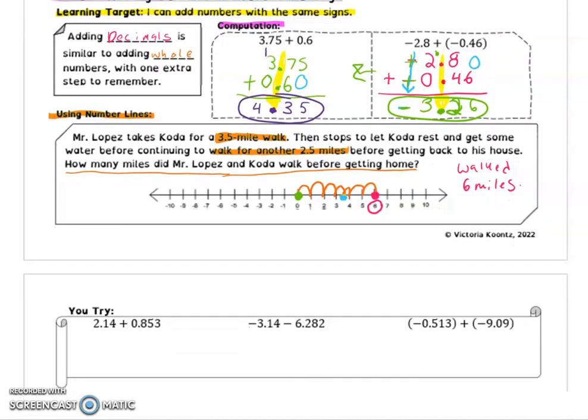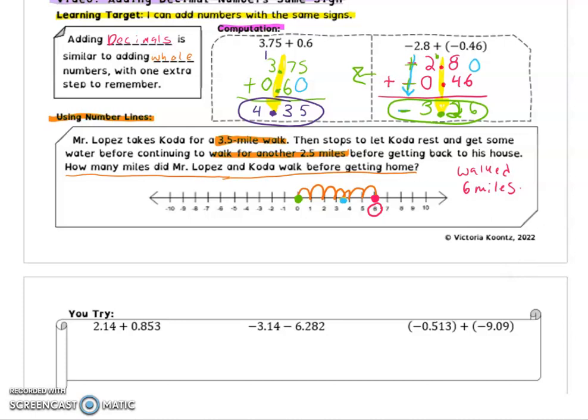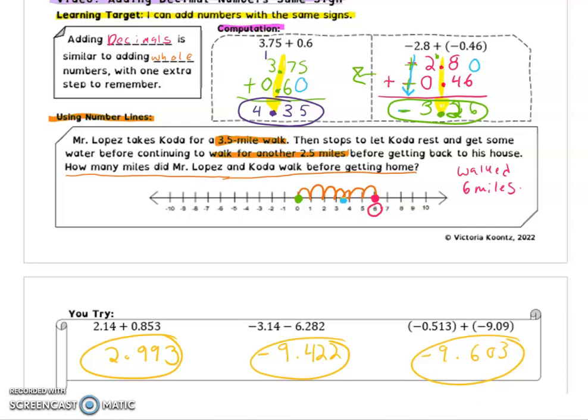So I want you to go ahead and pause the video and give the You Try problems a shot. You try those. And then come back and check your answers. Okay, here are your answers. If you got them correct, congratulations. Jump on over to the first activity for this unit. If not, go ahead and look through our notes again. See if maybe you can figure it out. Maybe talk to a friend. Or you can come check with me and maybe we can figure out where we are struggling a little bit.